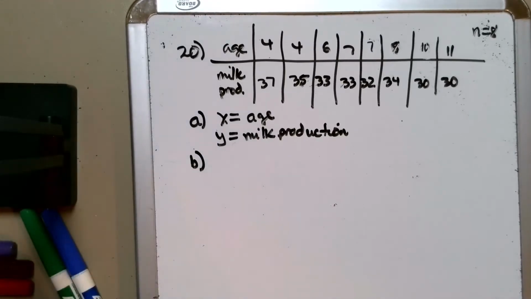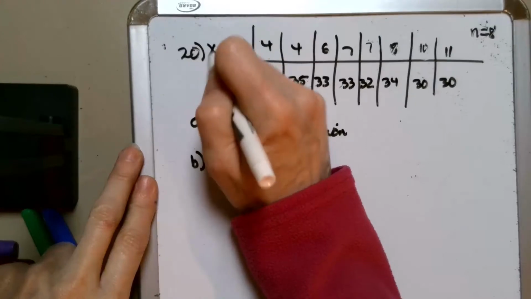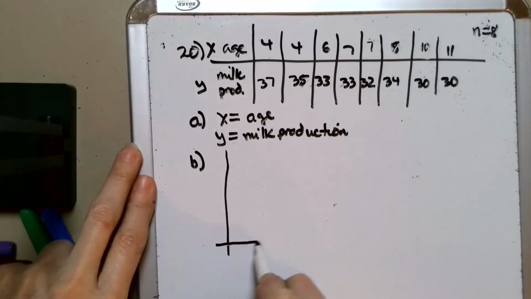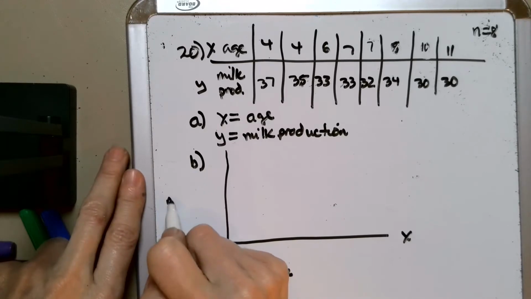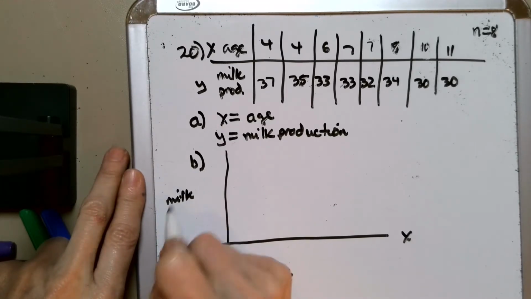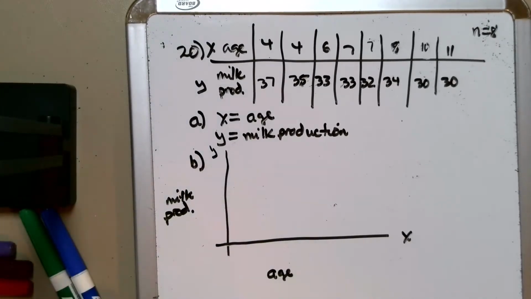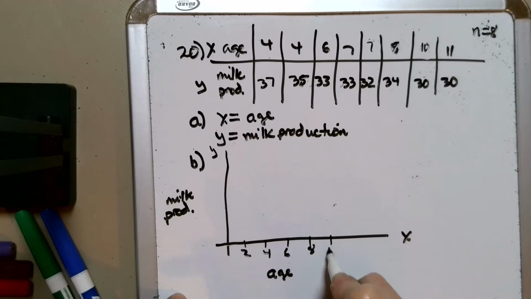For B, using the data provided, draw a scatter plot. So we now know which is X and which is Y. Here's X, here's Y. Everything's positive, so we're going to draw, and again, all this is better with graph paper. And so this is X, age, and this is Y, weekly milk production, Y. All right, so X goes from 4 to 11. So I'll count by 2s. 2, 4, 6, 8, 10, 12.